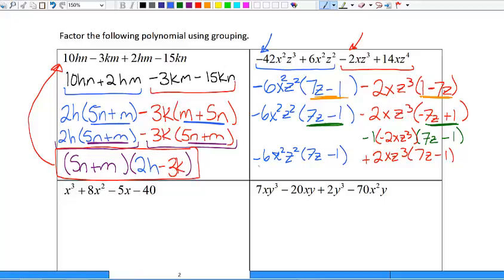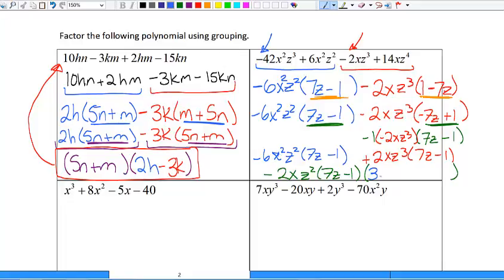And out of these two terms, it looks like I have a GCF of negative because the first term is negative, so I'm going to factor out a negative 2. There is an x common. There is two z's common. And it also looks like these parentheses 7z minus 1 is common. I have two terms left, the blue term left and the red term left that I need to write. So negative 6 divided by negative 2, that's positive 3.